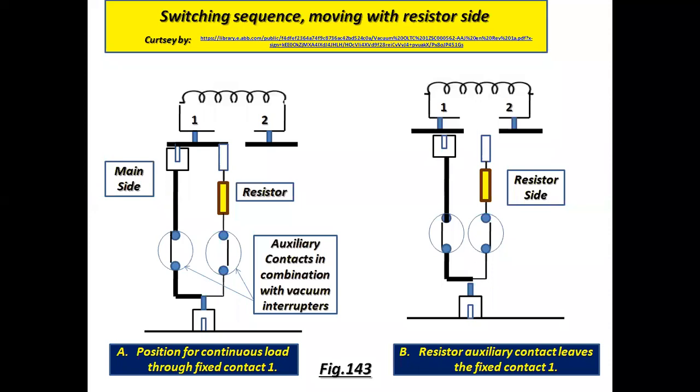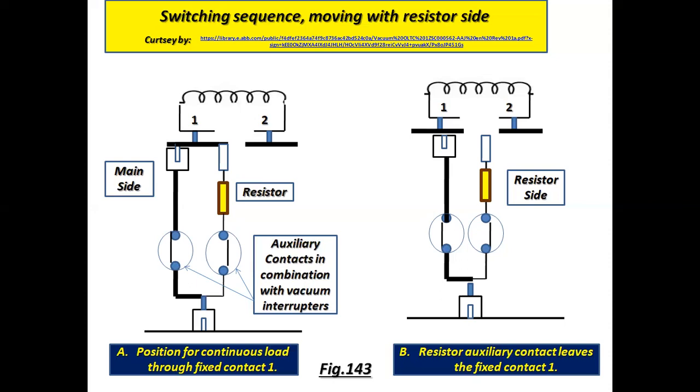See the switching sequence moving with resistor side. Left side is the main side and right side is the resistor side. Auxiliary contacts in combination with vacuum interrupters. Number A, position for continuous load through fixed tap contact 1. Number B, resistor auxiliary contact leaves the fixed contact 1.